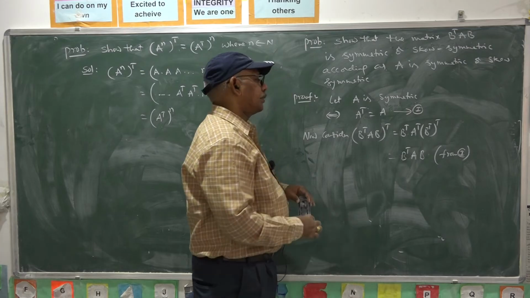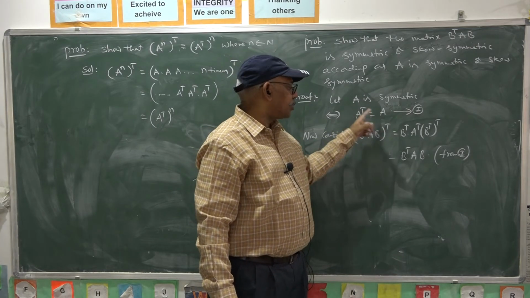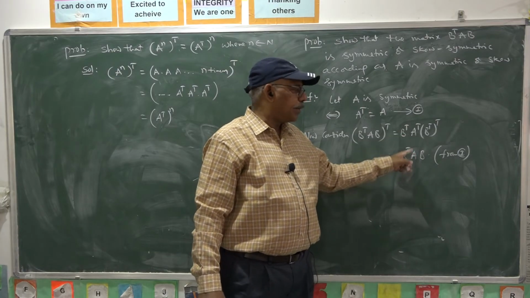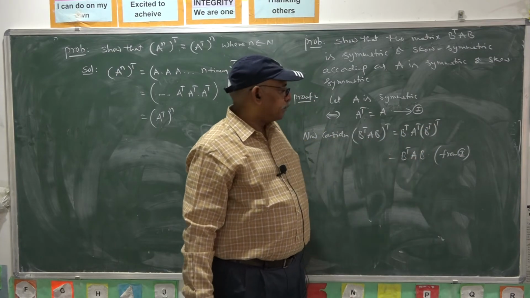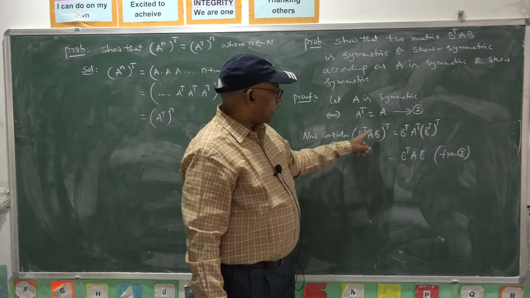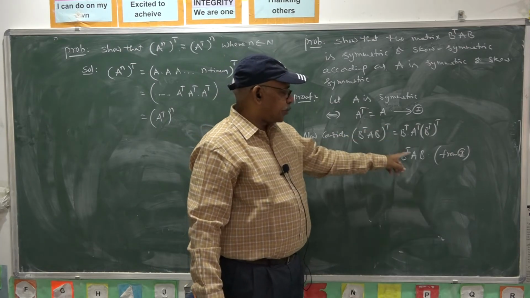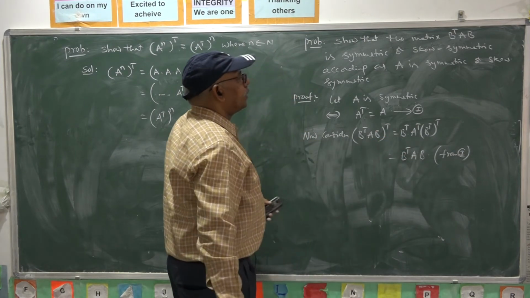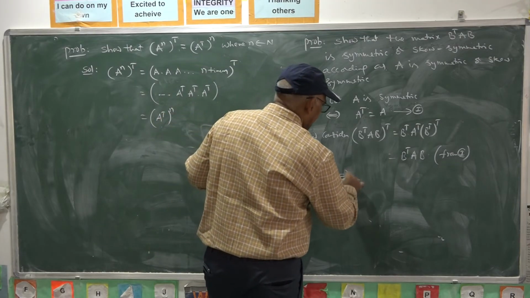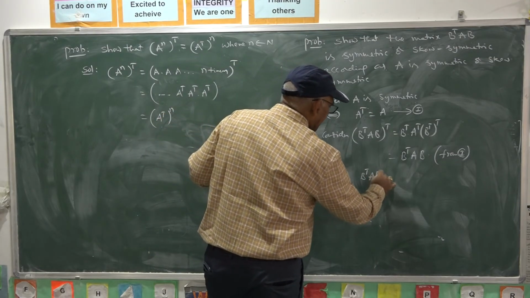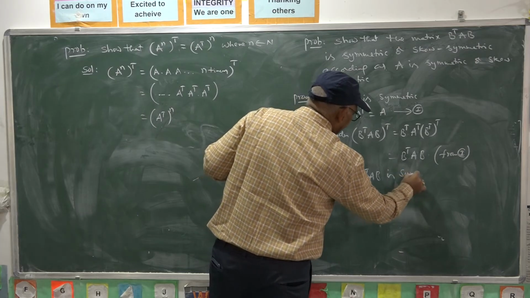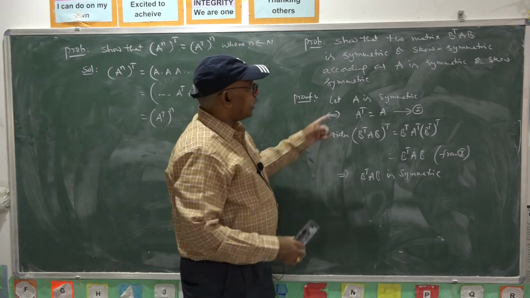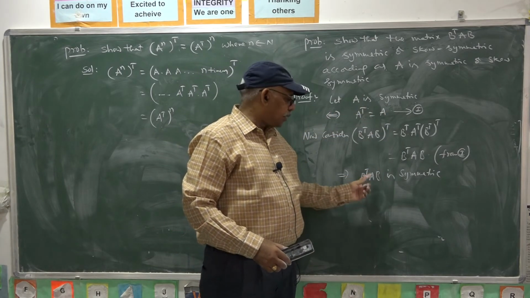From 1 it is clear that since A is symmetric, A transpose is A. Once you replace A transpose with A, you get here B transpose A, and B transpose whole transpose is B. So once you consider this matrix as X, X transpose is X itself. X transpose is X means X is clearly a symmetric matrix. That implies B transpose AB is symmetric. So once A is symmetric, you can conclude that B transpose AB is symmetric.